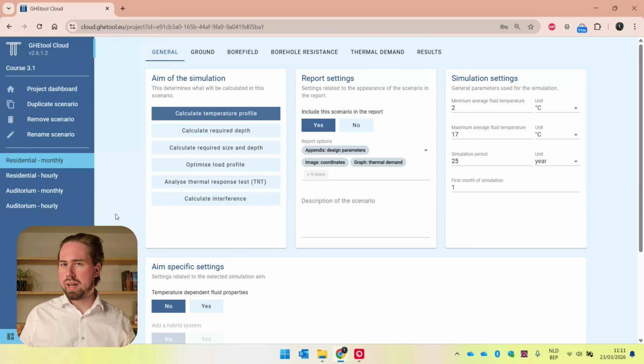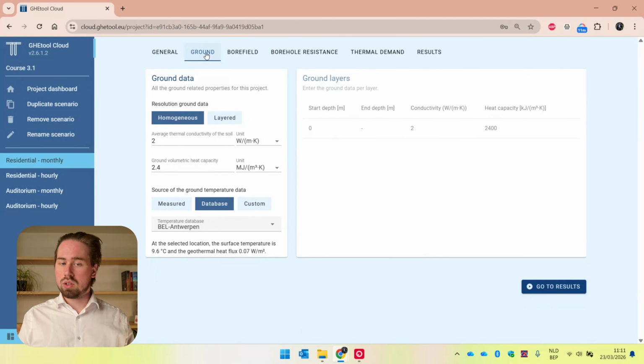Now, if you want to try recreating these results yourself, all the required input information is over on our textbook. And if you scroll down to the end of the chapter, you will see everything. You can download it there and recreate what we will be doing now yourself. But just as a brief summary, we have temperature limits of 2 and 17 degrees and simulate for 25 years. Our ground properties will be constant, it will be the default values.